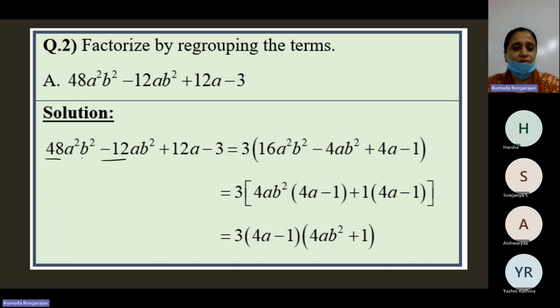See here, since there is 3 common, 48, 12, 12, 3, multiples of 3, right? So take out 3 common. Then you have these terms in the bracket after taking out 3 common. Now group the first 2 terms and the last 2 terms. That's all. The first 2 terms and the last 2 terms. All right.